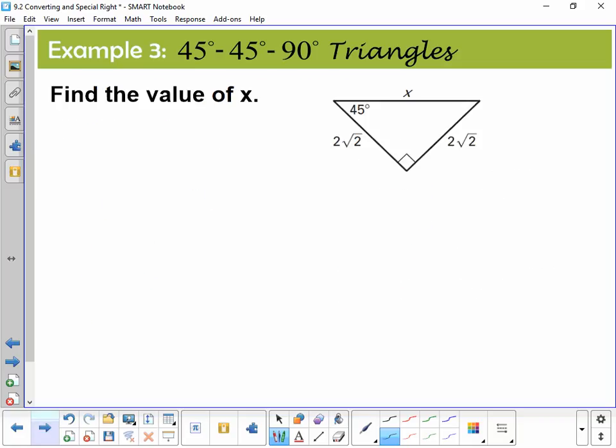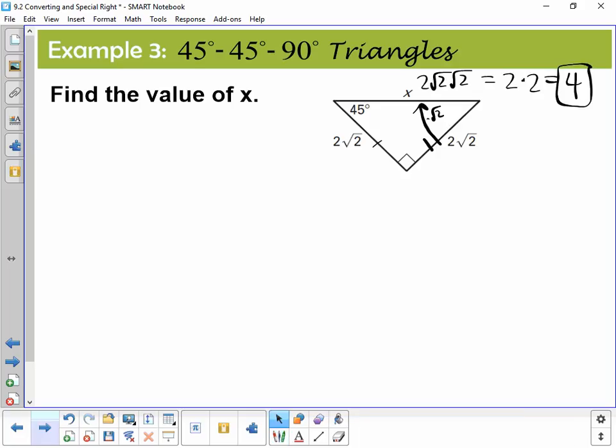One more. If we know the leg is 2 root 2, to find the hypotenuse, we multiply by root 2. So this will be 2 root 2 times root 2. That's kind of fun. That's the same as 2 times 2, which is 4. So this has a hypotenuse of 4.